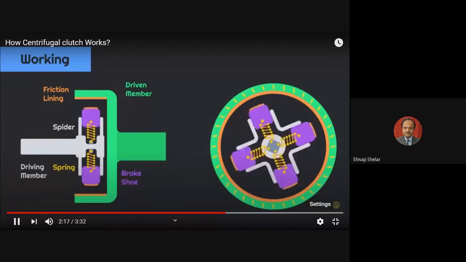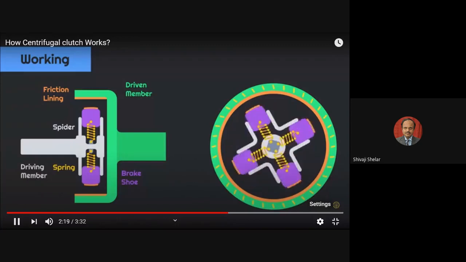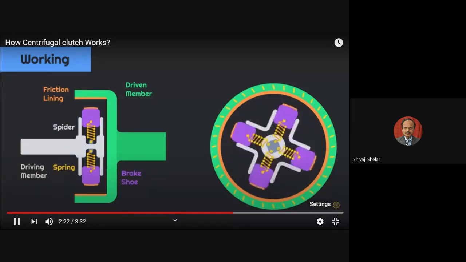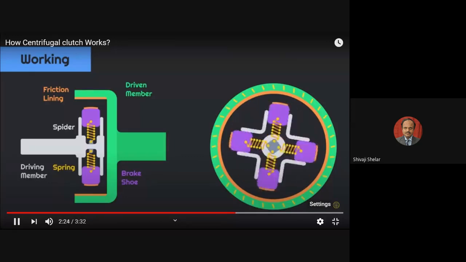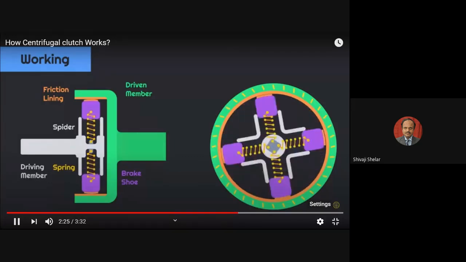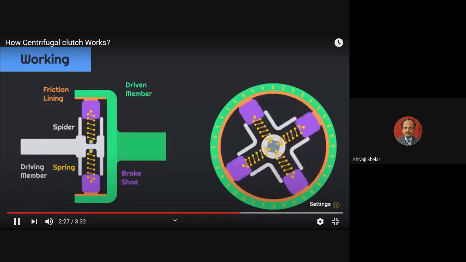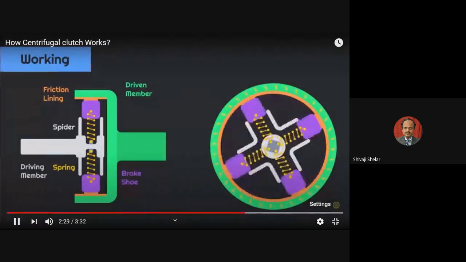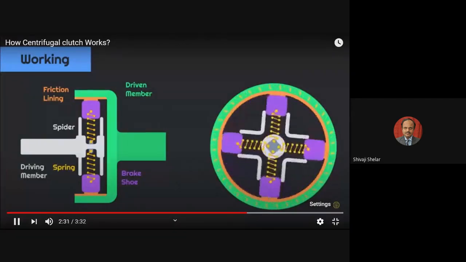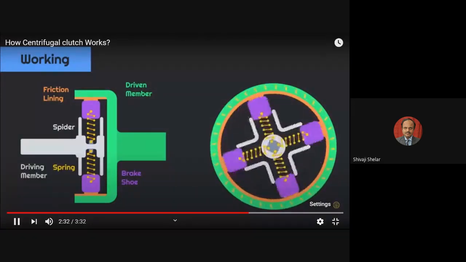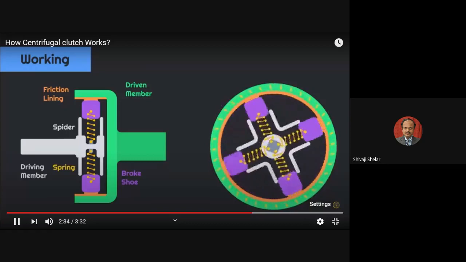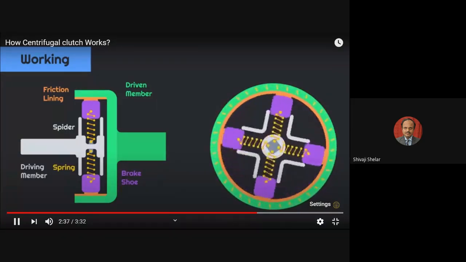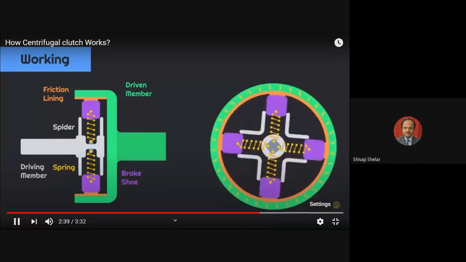When engine speed reaches the desired RPM, the clutch engages itself, eliminating the need for a manual operating linkage. To reduce or increase the engagement RPM of the clutch, the spring is replaced. To increase the engagement RPM, a stiff spring is used, while to decrease the engagement speed, a soft spring is provided.